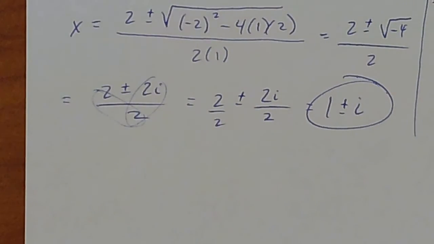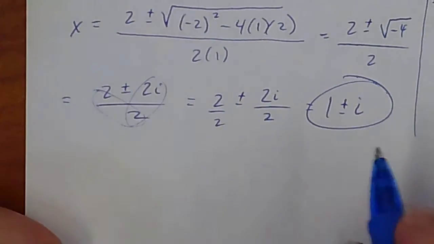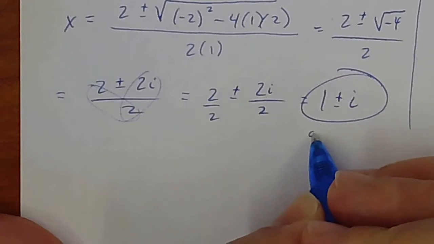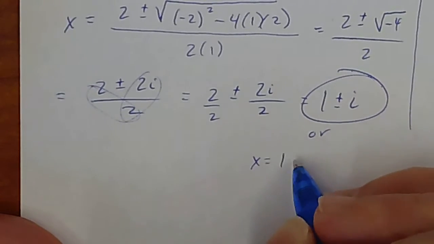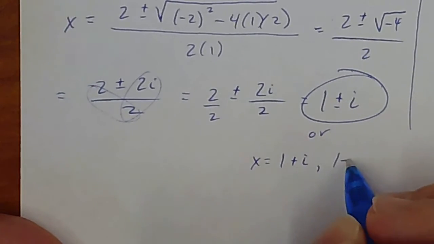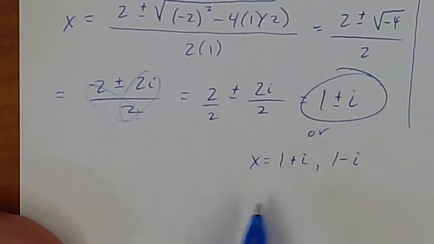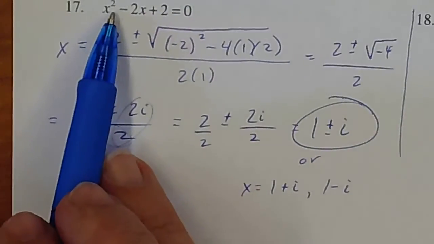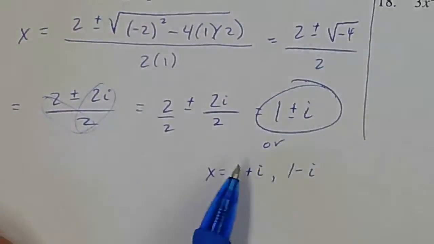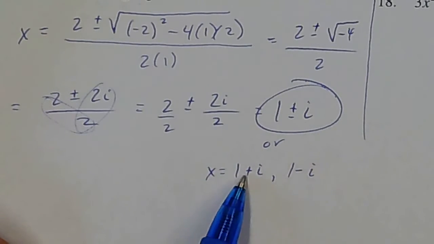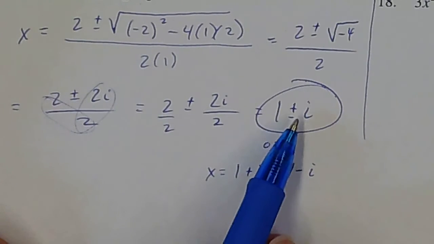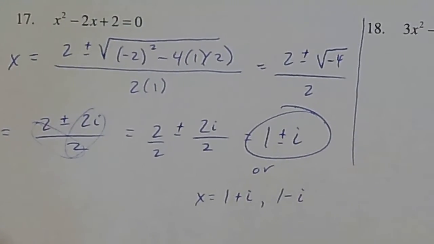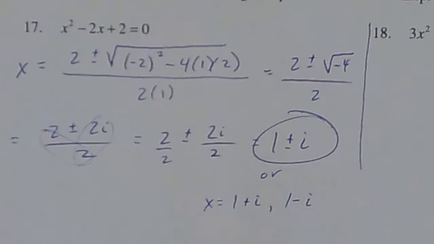Okay. Which means there's really 2 solutions. There's another way we could write this. We could write this as x equals 1 plus i and 1 minus i. It's actually something that's always going to happen with a quadratic that has a negative under the radical. They will be conjugates of each other. But you can write it like this, right? Easier way to do it. Okay, your turn. You try 18. Pause and give it a shot.